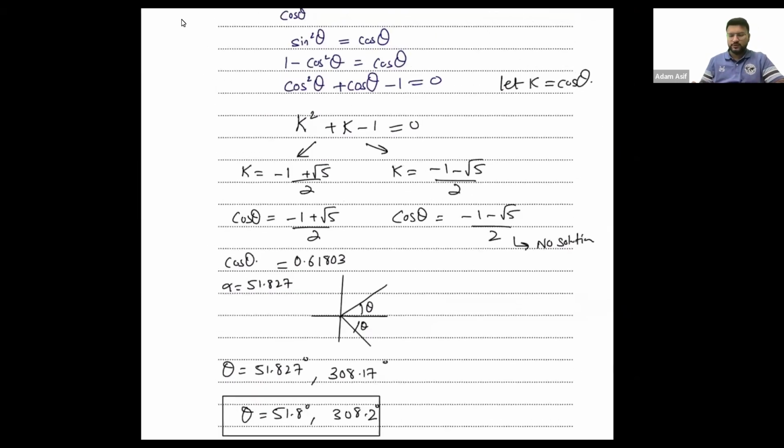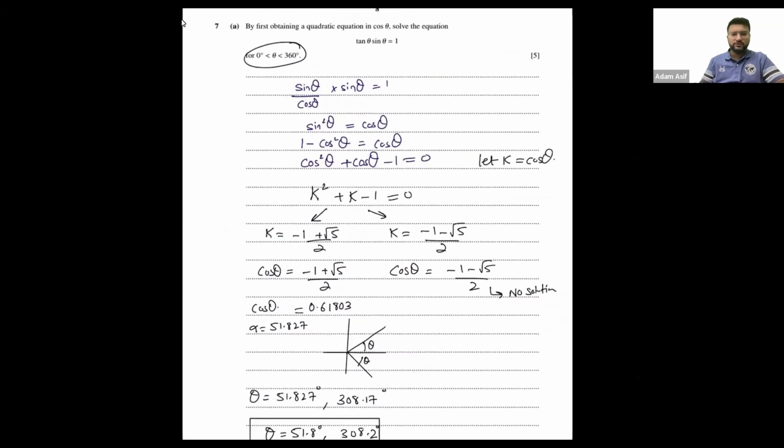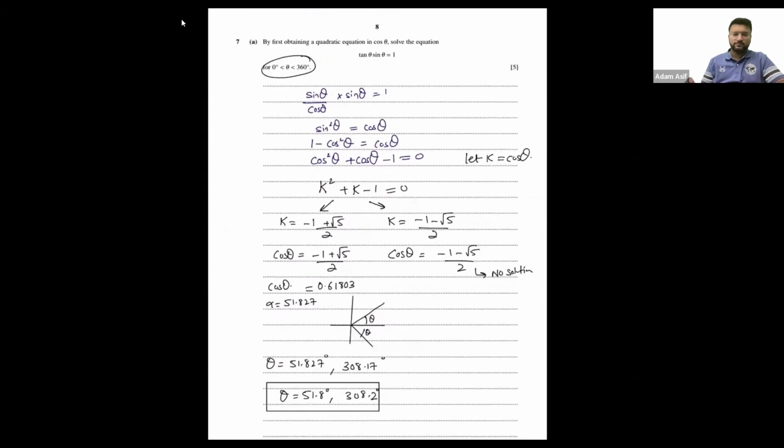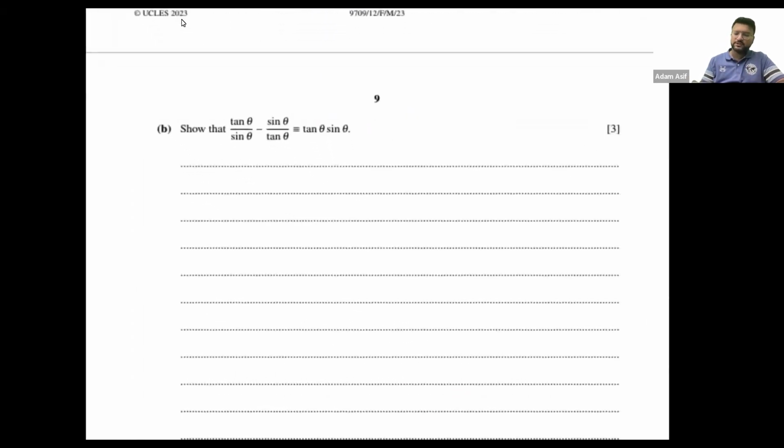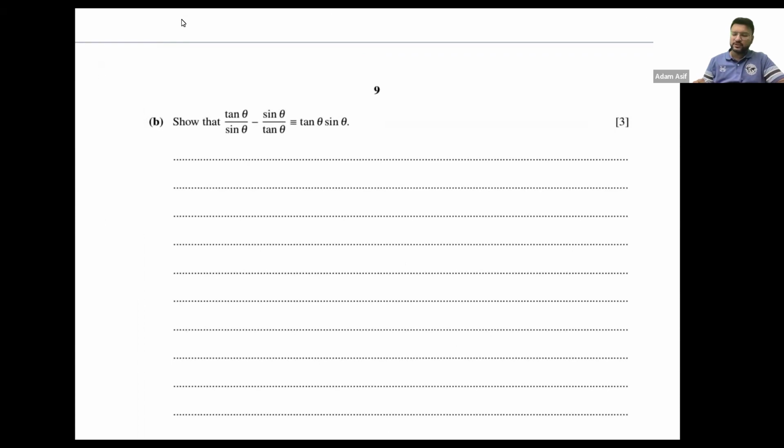Okay, that's the working. Rafa, any questions till here? Moving on. The next part says show that tangent theta upon sine theta minus sine theta upon tan theta can be expressed as tangent theta sine theta. Trig identity. Tangent theta is going to be replaced as sine upon cos. This is being divided by sine theta minus sine theta divided by sine theta upon cos theta.